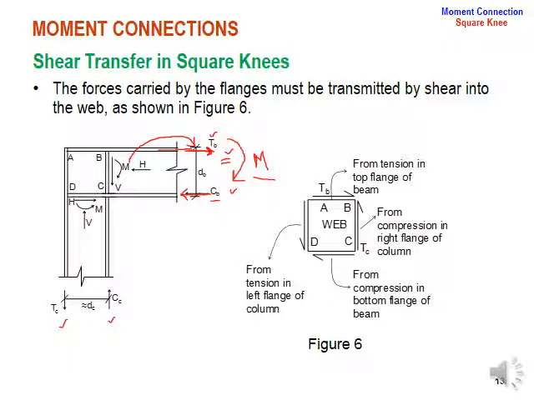So this couple TB into DB or CB into DB will be equal to that particular moment. That TB into DB, the depth of the beam, will be equal to CB into DB, and both will be equal to the capital M. So this moment has been converted with the same sense and the same magnitude into a couple, that will be TB into DB or CB into DB.